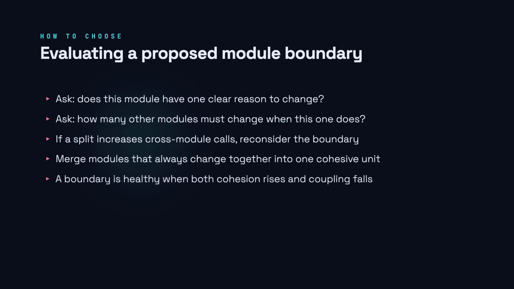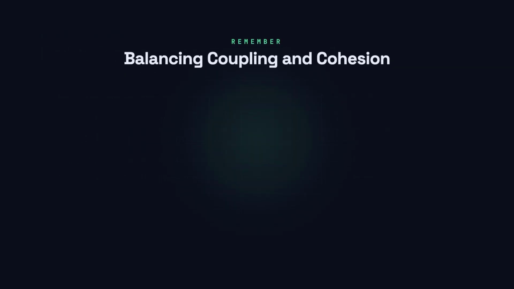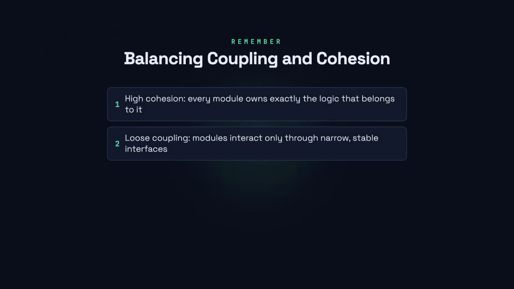When you propose a new split, ask two questions. Does each resulting module have a single clear reason to change? And does the split reduce or increase the calls between modules? If splitting something into two pieces means they now call each other constantly, you have drawn the boundary in the wrong place. The right boundary is one where cohesion inside goes up and coupling outside goes down at the same time. Two principles, used together, define healthy boundaries.